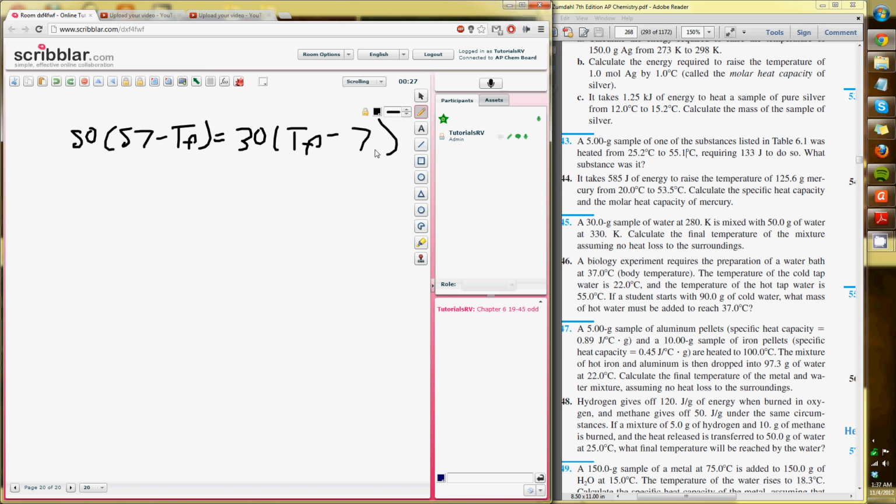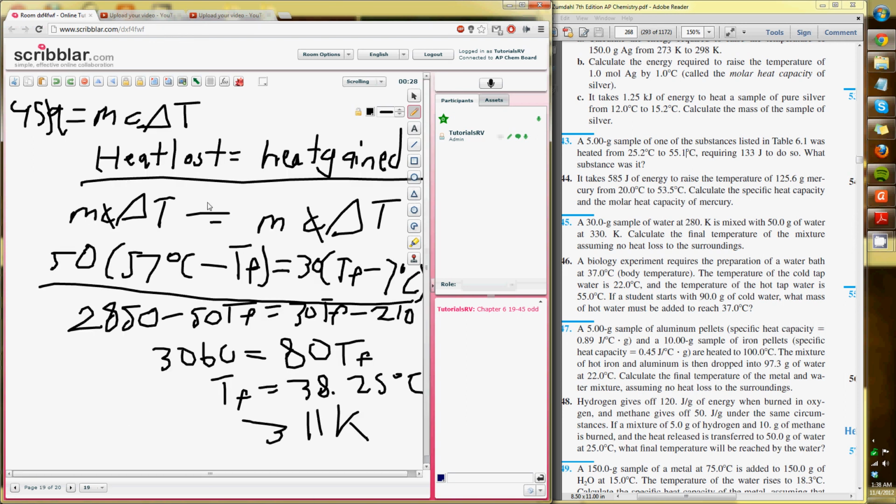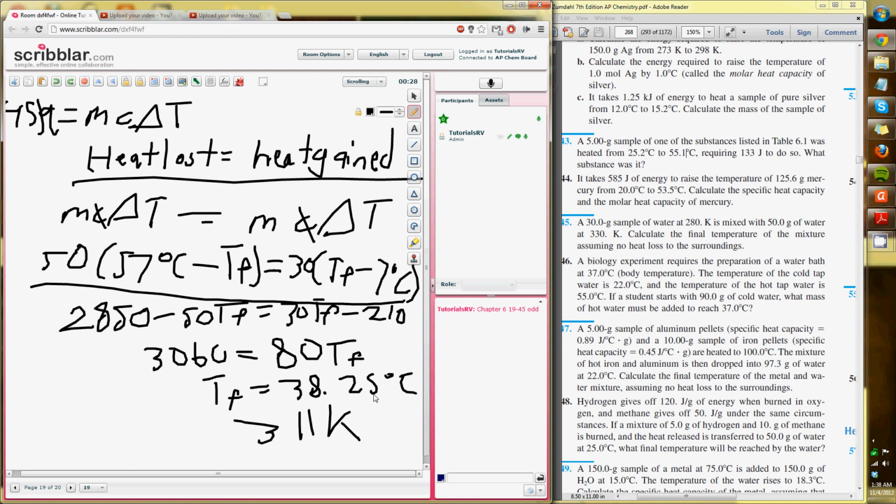Which one was the heat lost and which one was the heat gained? It's this one. The 50 gram water was the heat lost, and then the 30 gram water had the heat gained. That's why these two parts are flipped like this. You see that? And the reason for this is that you want T final to represent the heat loss and the heat gain part. So what was T final? T final ended up being 38.25.